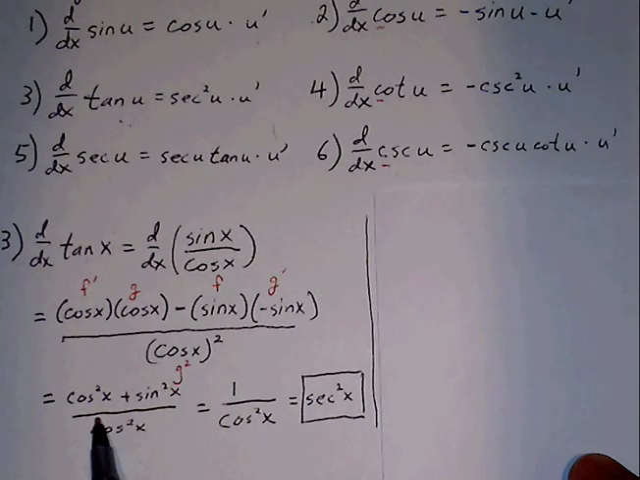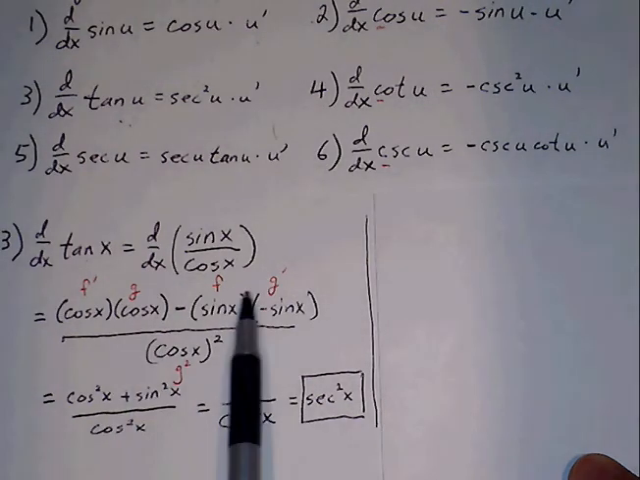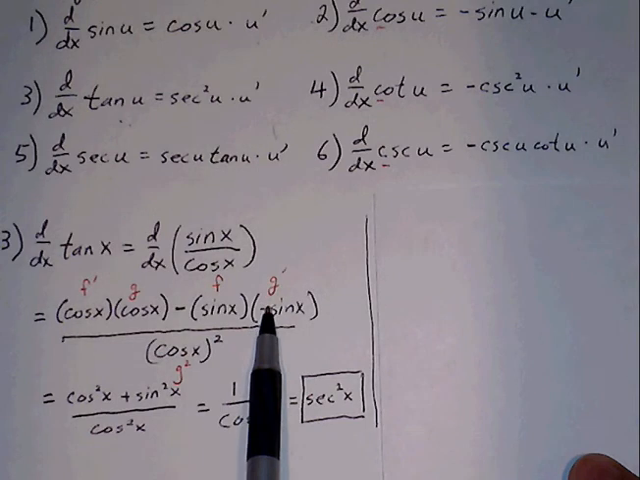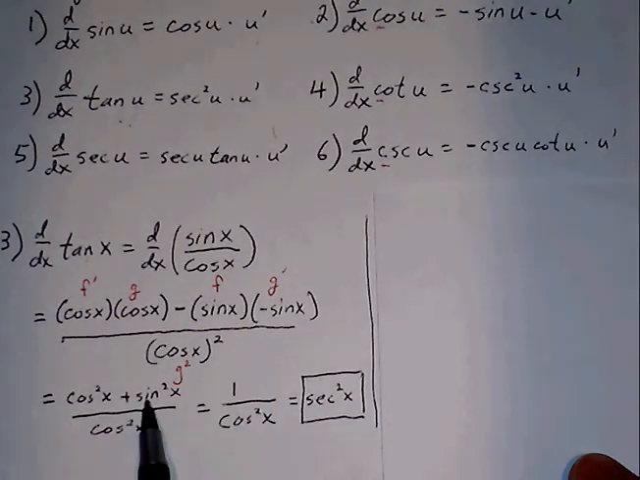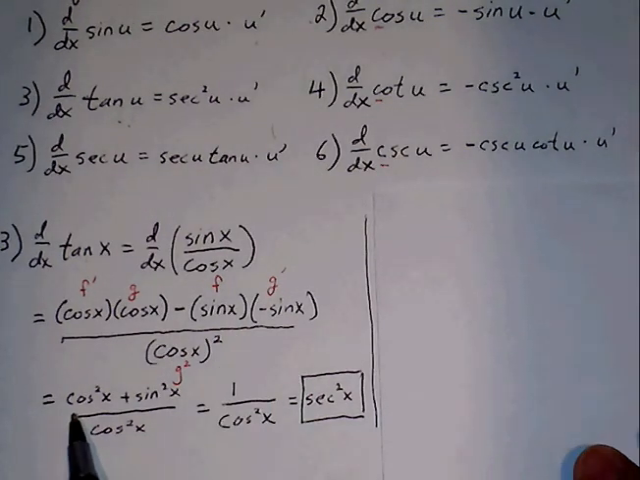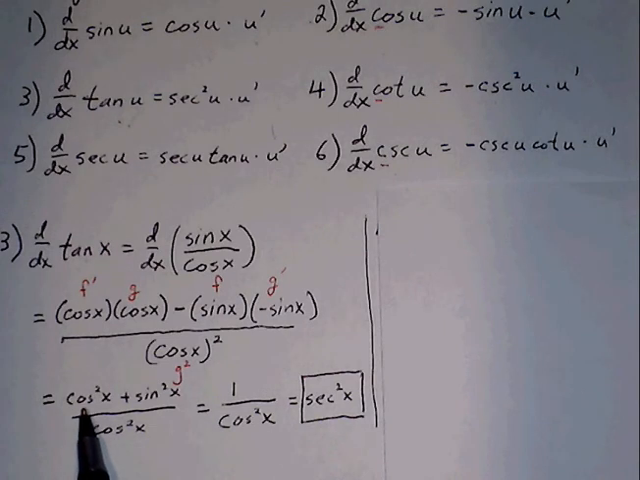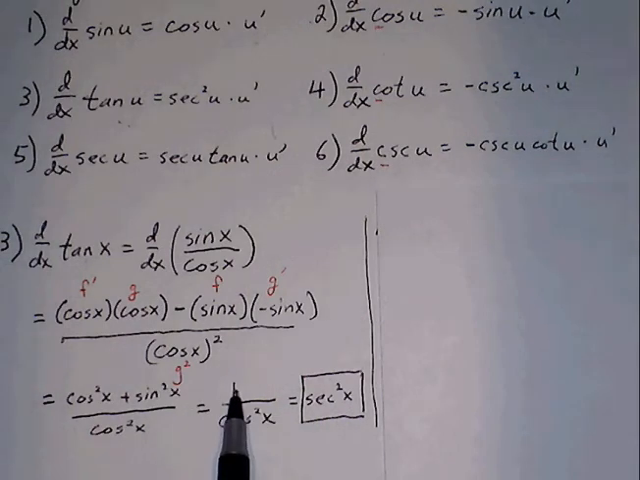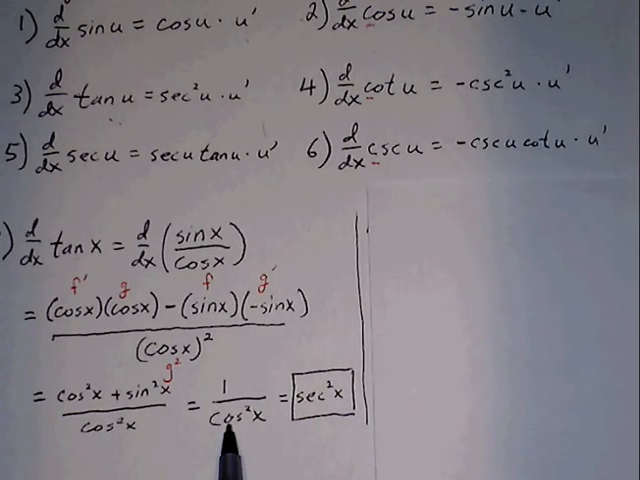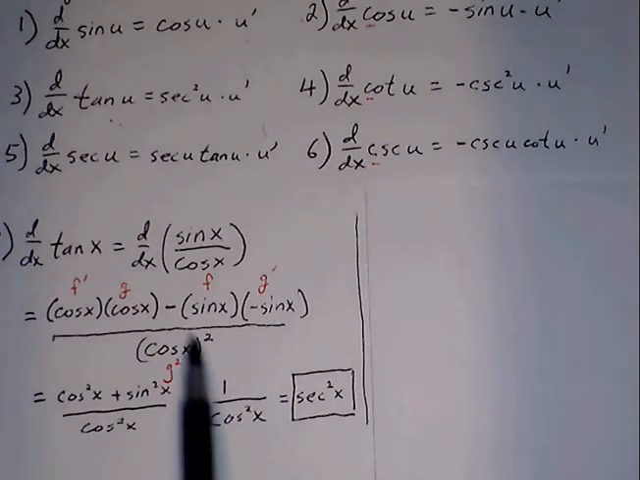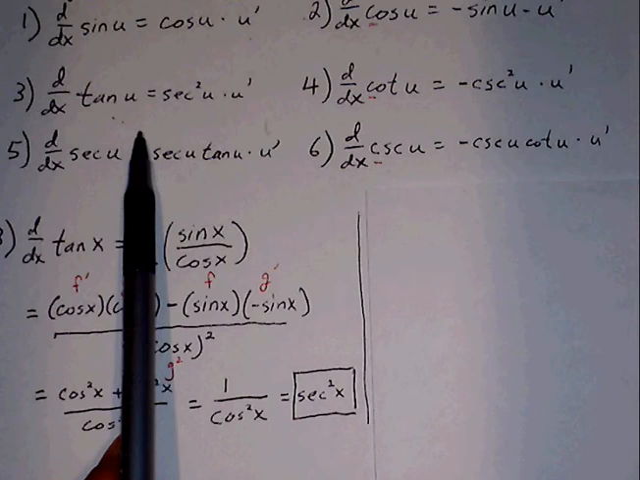Cosine times cosine is cosine squared x. The 2 negatives become positive. Sine times sine becomes sine squared x. Using the Pythagorean identity for cosine and sine, cosine squared plus sine squared is equal to 1. So 1 over cosine squared x, we can rewrite this as secant squared x, which is the rule for the derivative of tangent.